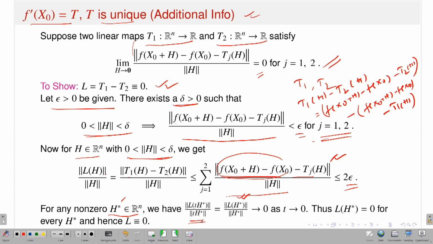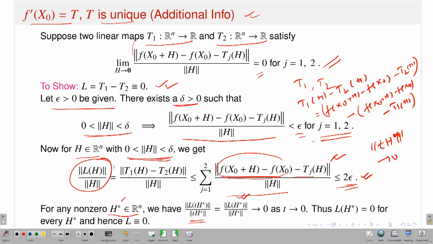Now look, I already proved that given epsilon, I will have a delta such that if the norm of h is less than delta, then this object is less than epsilon. Now what I am doing is starting with a non-zero vector, hitting it by t, and then taking t goes to 0. If t goes to 0, then the norm of t h star also goes to 0. That implies the norm of L h by norm of h also goes to 0.